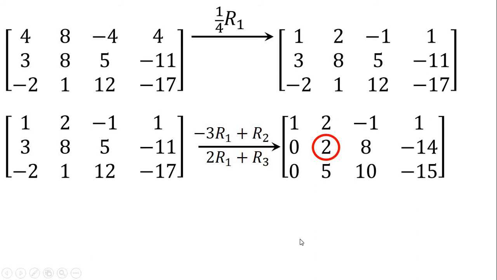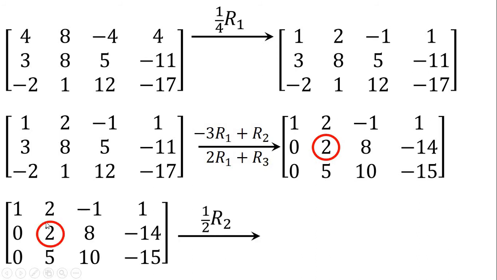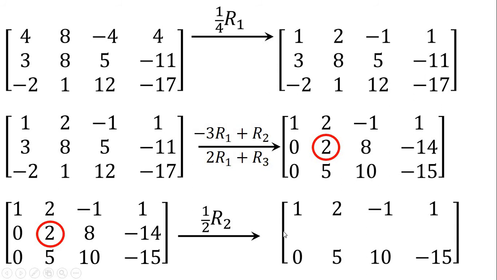How do I do that? I will multiply the second row by 1/2. In doing that, I simply have to copy the first and the third row. No changes for the first and the third row. The second row now becomes 1/2 times 0. I'll get a 0 here. 1/2 times 2 is 1. 1/2 times 8 is 4. 1/2 times negative 14 is negative 7.